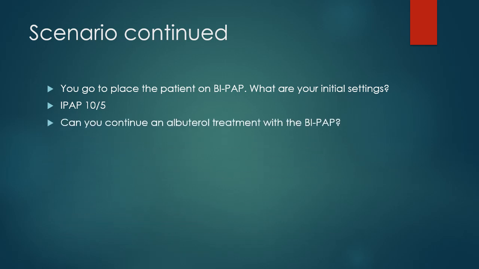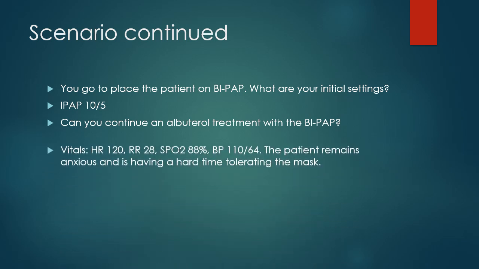So can you continue an albuterol treatment with the BiPAP? Yes, you can. You have to use the blue T-piece. It should be on every ambulance. It should be stocked. This is a very important piece of equipment that you want to know is in your ambulance at the beginning of the morning, and you don't want to find out that it's not in the ambulance when you have a patient who directly needs to benefit from albuterol Atrovent through a BiPAP mask.